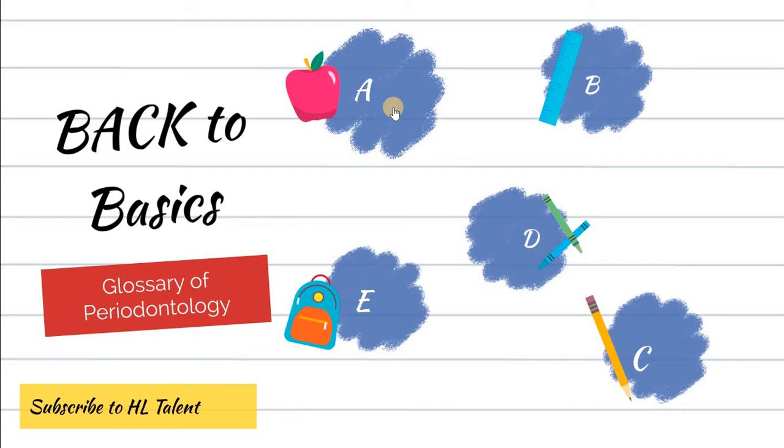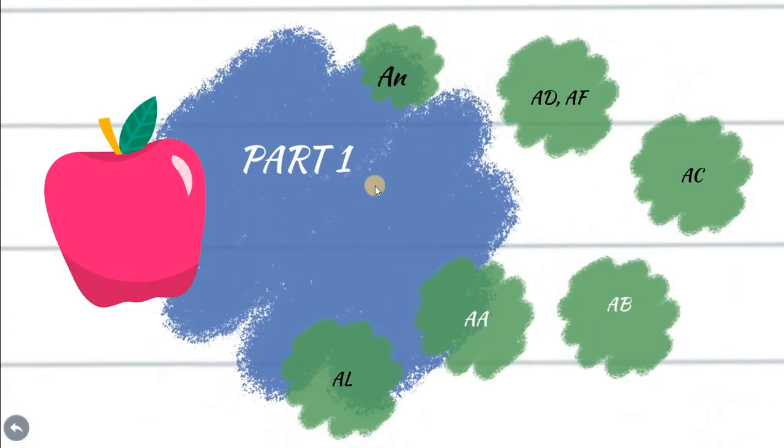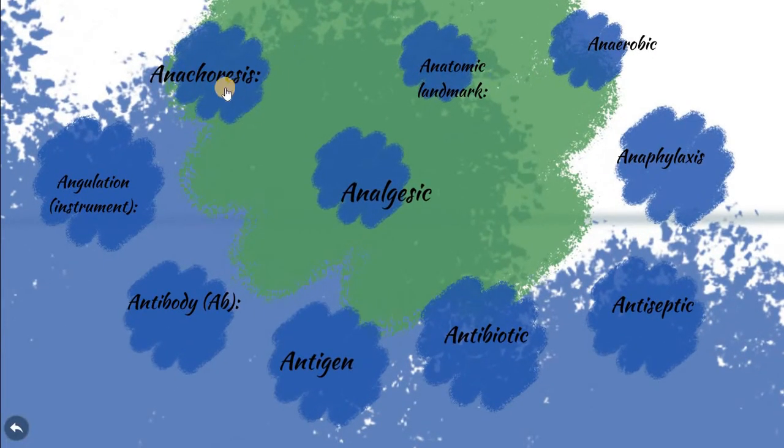In the previous lecture, we were at the letter A, part 1. We reached the letter A followed by L. And today we are discussing the letter A followed by N, and we have 10 terms.